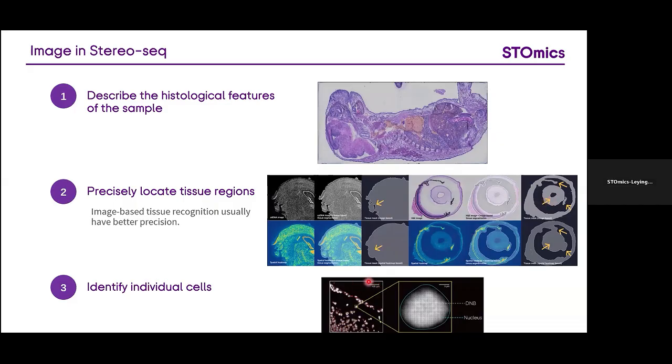Additionally, the detailed cell shape and size information from the images is used to guide the isolation of individual cells. This is the first critical step in achieving single-cell resolution in our spatial transcriptomic analysis.